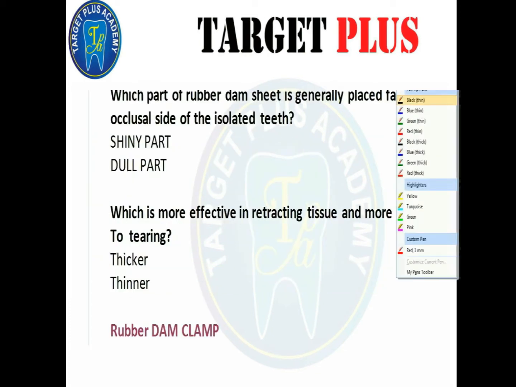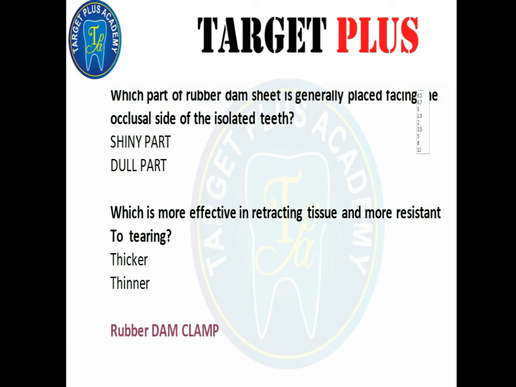Now moving to the question, which part of rubber dam sheet is generally placed facing the occlusal side of the isolated teeth? Now we discussed that the dull part is less reflective. So it is placed on the occlusal side or toward the operator side of the isolated teeth. So your answer will be dull part.